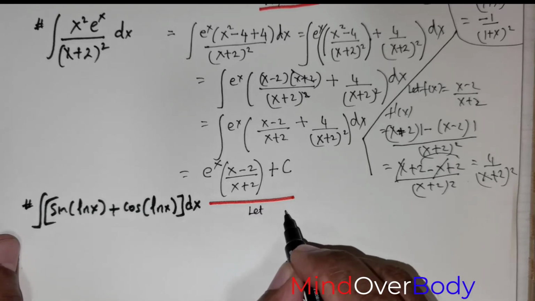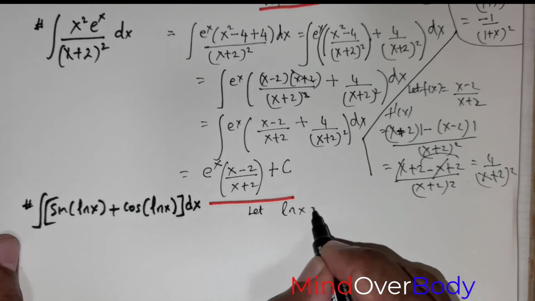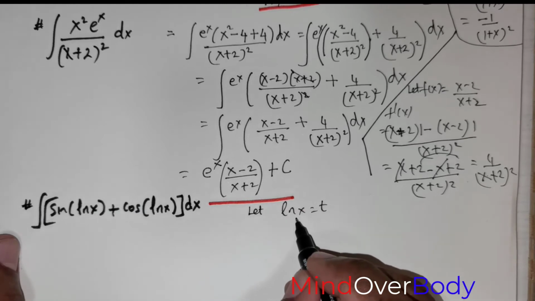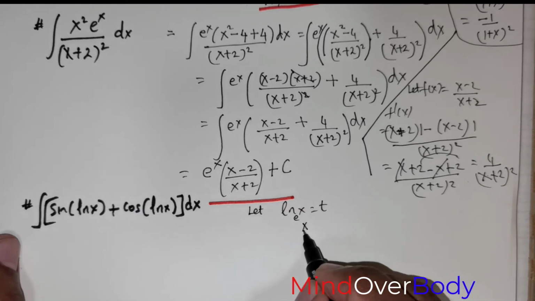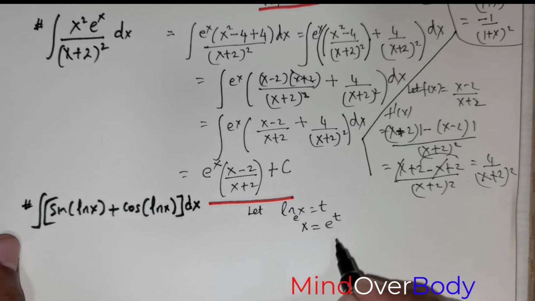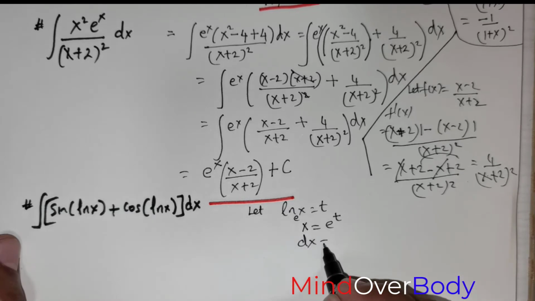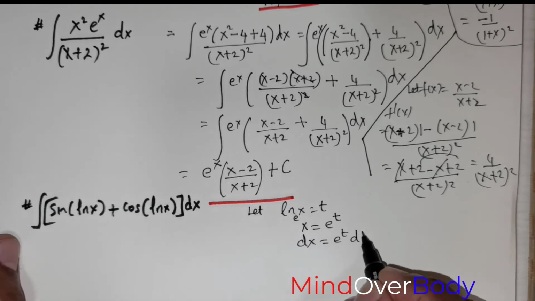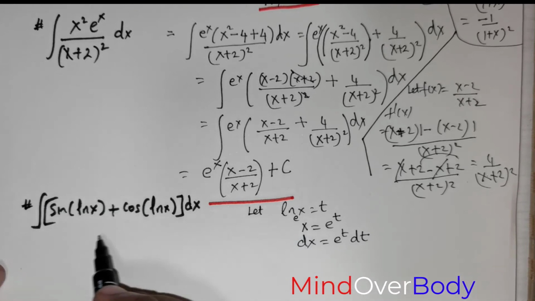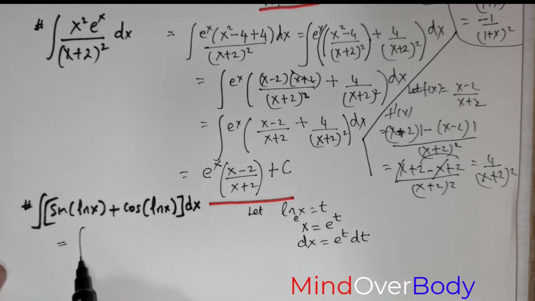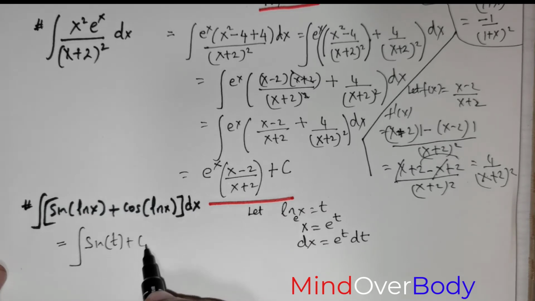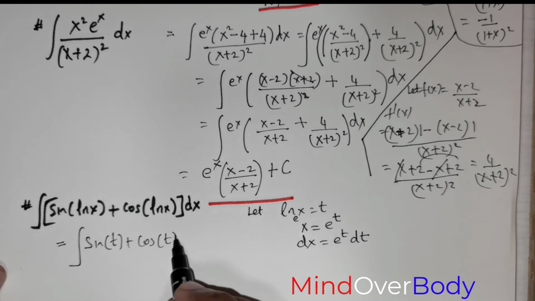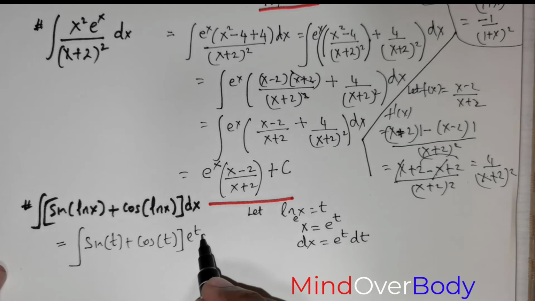I'm going to start with taking ln x to be equal to t. This is to the base e, right? So I can clearly write x to be equal to e raised to the power of t. So if I were to differentiate this, I get dx is equal to e raised to the power of t times dt. So the original question can be rewritten as integral sine of, in place of ln x I'm going to substitute t, in place of dx you're going to have e raised to the power of t times dt.